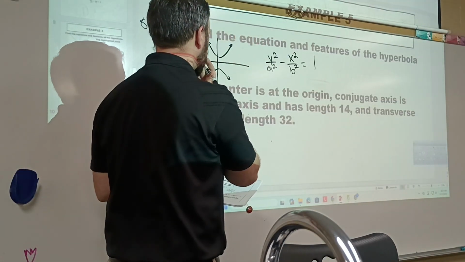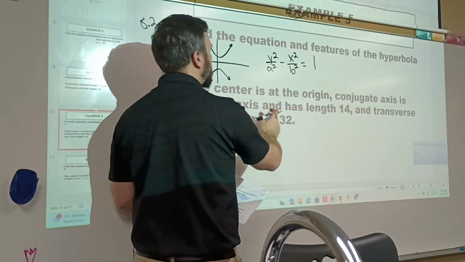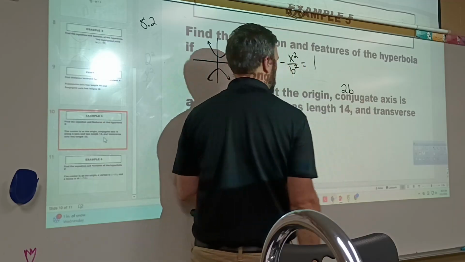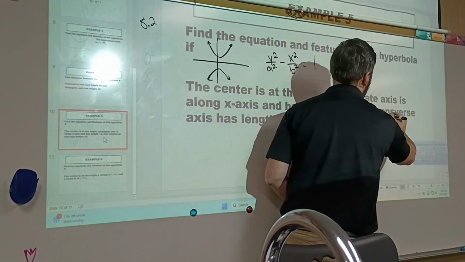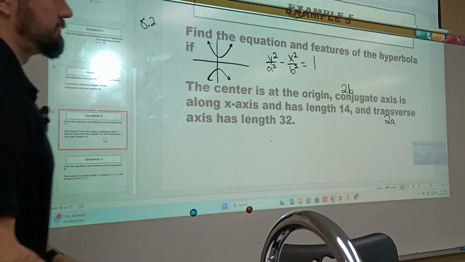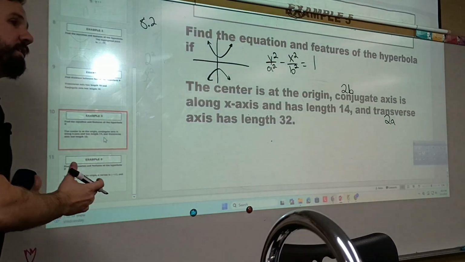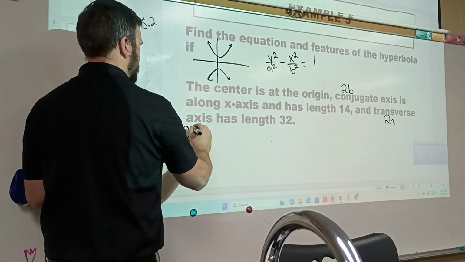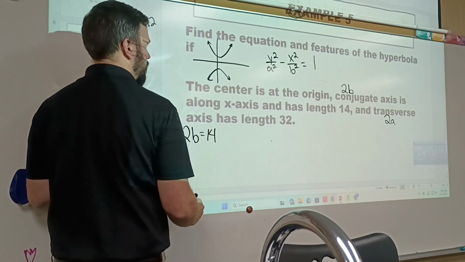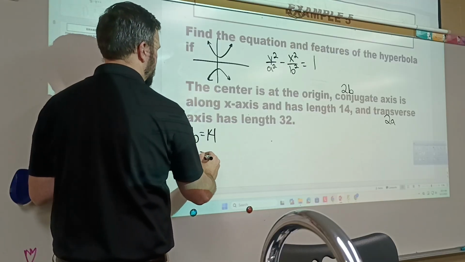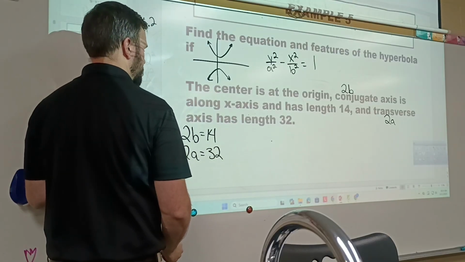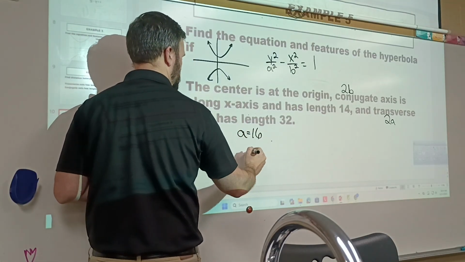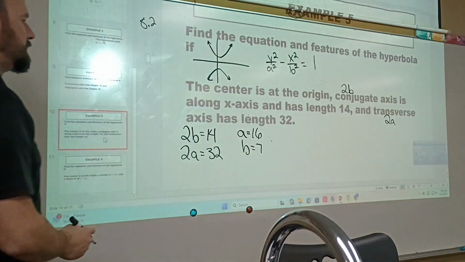Now, the conjugate axis has a length of 14. Conjugate is 2b. The transverse is 32. That's 2a, right? Transverse is your a, conjugate is your b. So 2b is 14, 2a is 32. What's a and b? A would be 16, b would be 7. Divide both sides by 2.